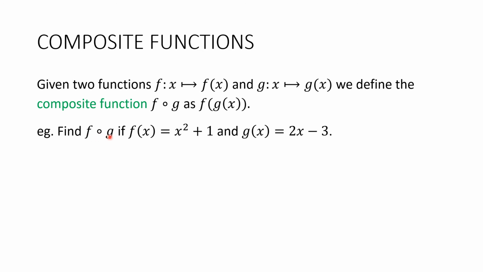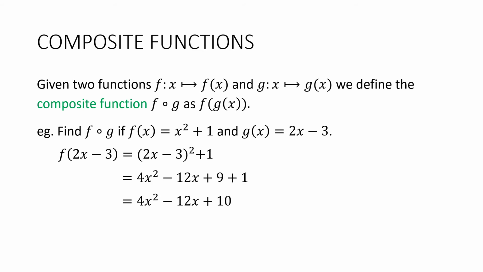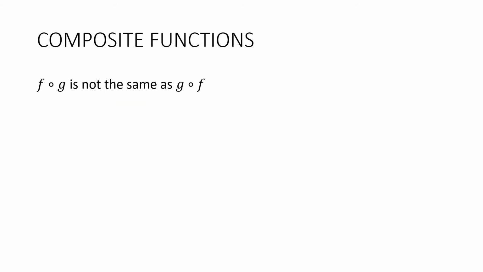So find the composite function if f of x is equal to x squared plus 1 and g of x is equal to 2x minus 3. So we're going to take this f, and instead of the x, we're going to put g of x in there. Can you see that? So we're going to put 2x minus 3 in there. And there it is. That, of course, just means that instead of x, we put 2x minus 3. So we're going to expand that out and then tidy it up. And that's it.